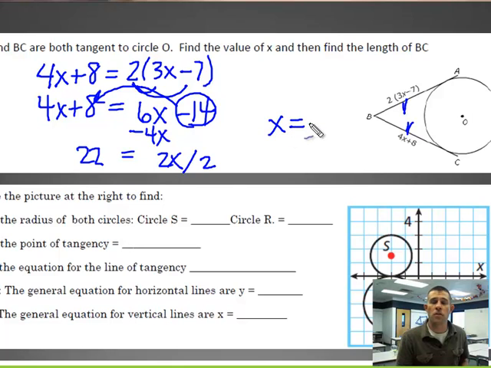Once I found the value of x, I can go back and find the length of each one of those segments, which in the end, they should be the same. Let's take a look at example 3.